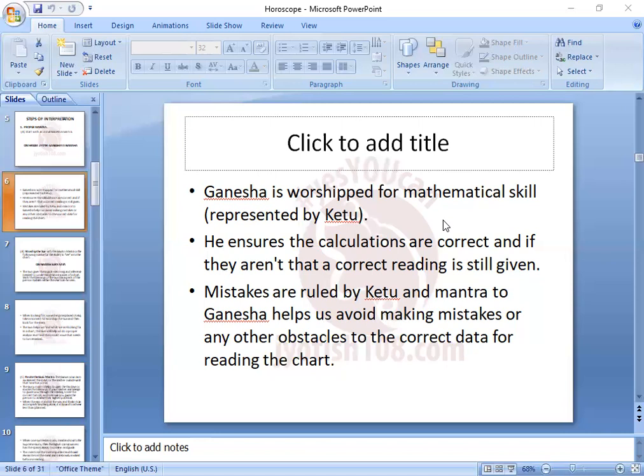And even if you miss something, suppose at that point of time Ketu is not in a very good position by transit, even if you miss something, praying to Ganesha will ensure that a correct reading is given. Mistakes are ruled by Ketu, and mantra to Ganesha helps us avoid mistakes or any other obstacles to the correct data for reading the chart. As we know, the karaka for mistakes is Ketu. So every time you have Ketu in Lagna, or your Moon is in a Ketu ruled nakshatra, you would be very prone to carelessness and forgetfulness, which leads to mistakes. Once you do a Ganesha mantra, it will help to keep that Ketu in check.